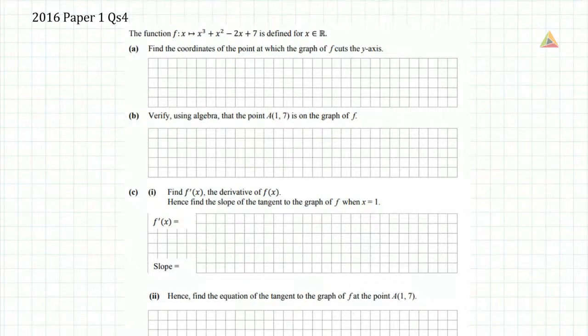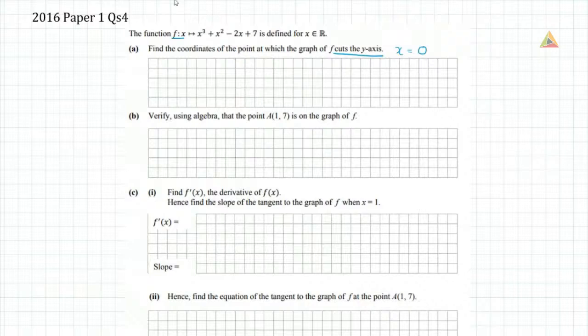So the first part, part A, gives me the function f of x goes to x cubed plus x squared minus 2x plus 7 is defined for x a real number. Find the coordinates of the point at which the graph of f cuts the y-axis. Now that doesn't have anything to do with differentiation at the moment. What I need to know is that when something cuts the y-axis or crosses the y-axis or intercepts the y-axis, they all mean the same thing. X is always going to be 0. So what I'm going to do is use substitution, and I'm going to sub in a 0 everywhere I have an x into my function.